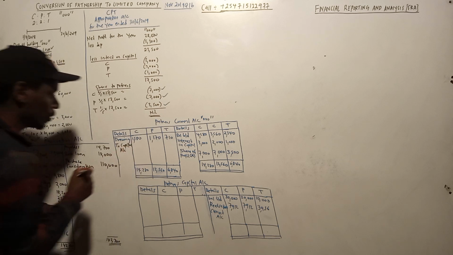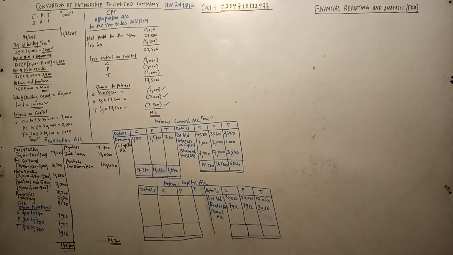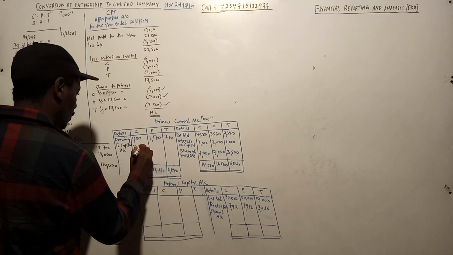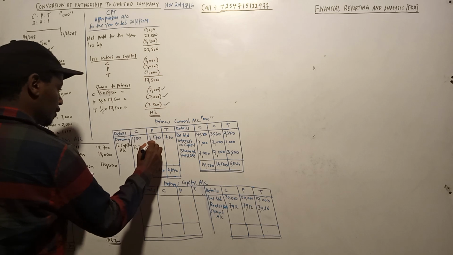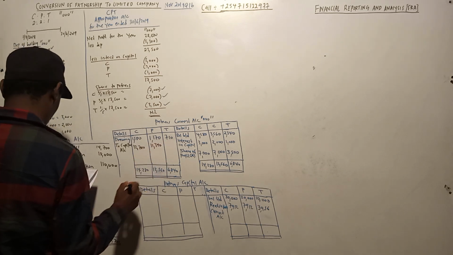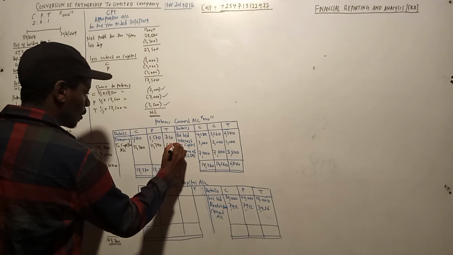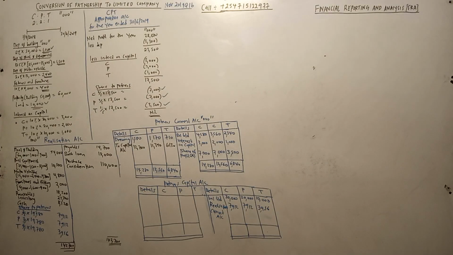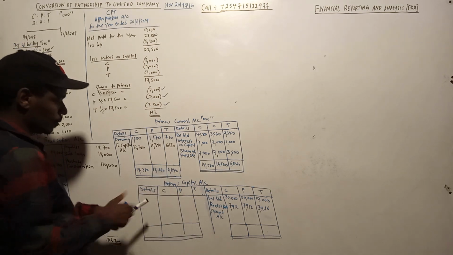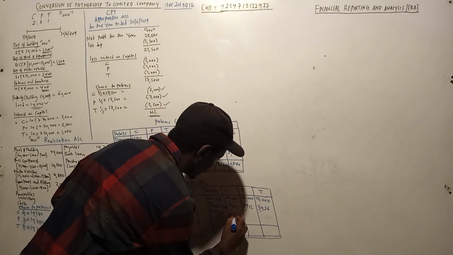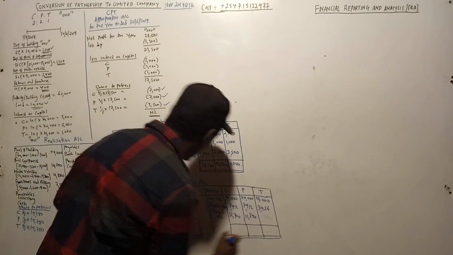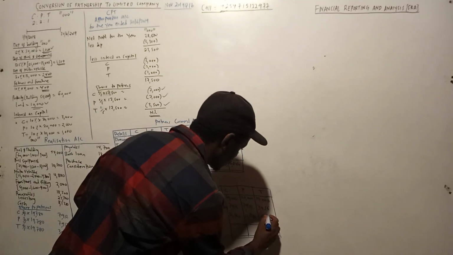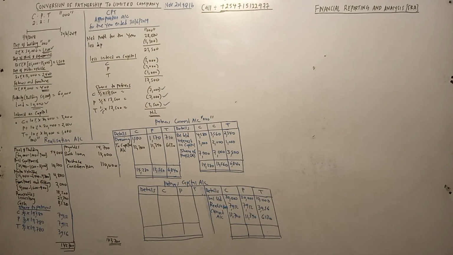So make sure you remember these things from financial accounting. So 12,700, the other one will be 11,390, and 6,130. So we transfer it to the other side, to capital account: 12,700, 11,390, 6,130.